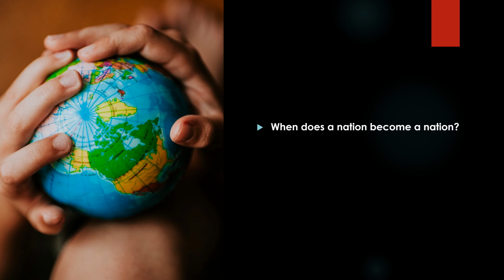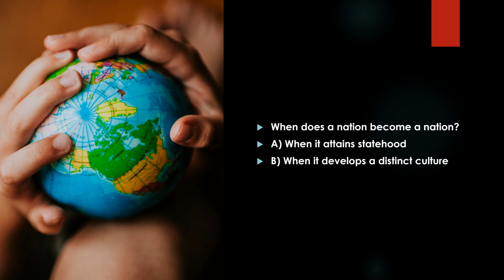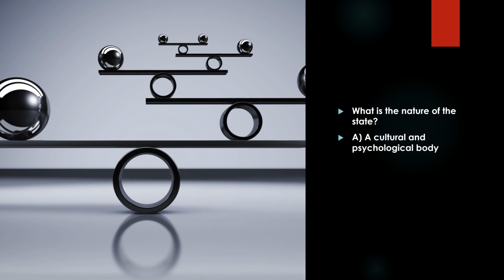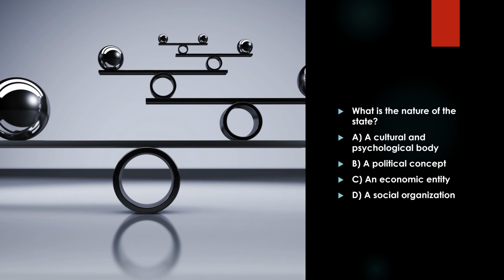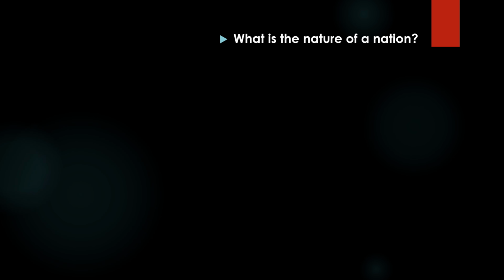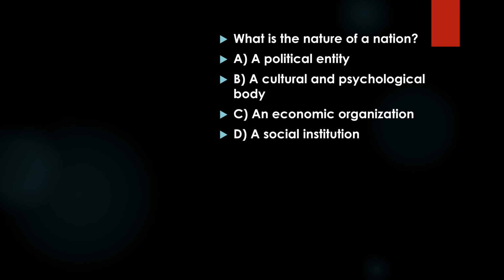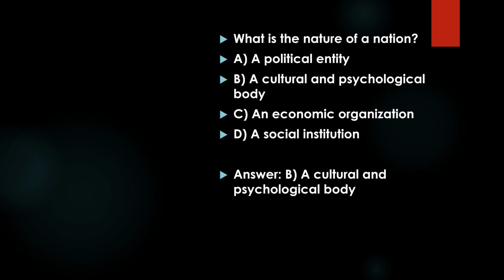When does a nation become a nation? When it attains statehood, when it develops a distinct culture, when it becomes a sovereign entity, when it gains international recognition. Answer A, when it attains statehood. What is the nature of the state? A cultural and physiological body, a political concept, an economic entity, a social organization. Answer B, a political concept. What is the nature of the nation? A political entity, a cultural and psychological body, an economic organization, a social institution. Answer B, a cultural and psychological body.